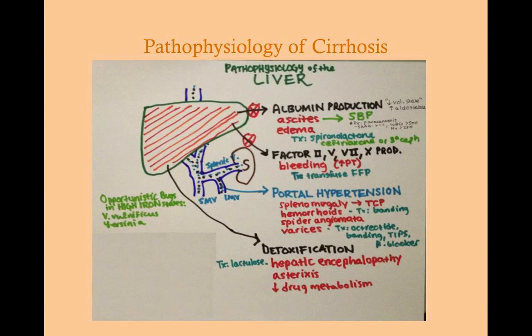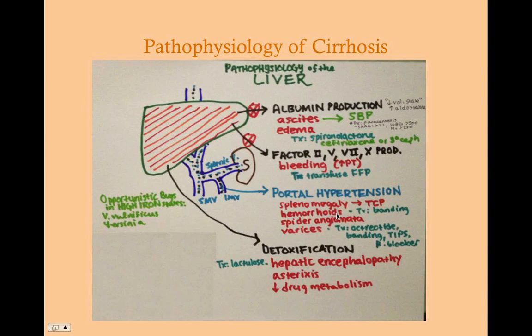Asterixis is a symptom. It's the hand flapping. That's a classic symptom of increased ammonia. This is treated with lactulose. Lactulose will block the absorption of ammonia in the GI tract.